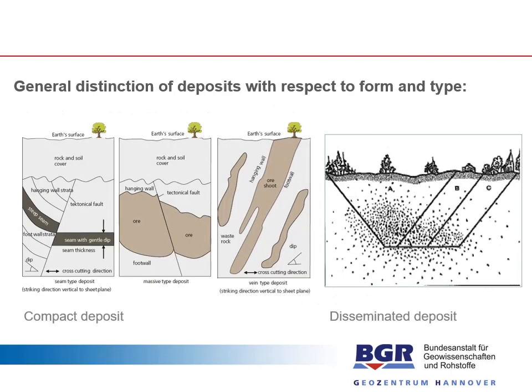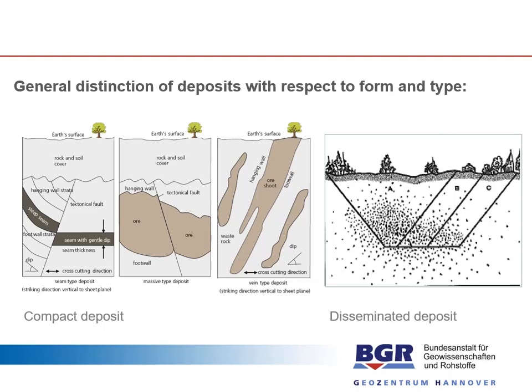Here are some examples for the exploitability of deposits. On the left hand side you see seam type deposits, on the one hand flat lying, so quite suitable for room and pillar mining, and on the other hand an inclined seam, which is more difficult or more cost intensive to mine. In the middle you can see a massive ore type, which is probably exploitable by caving methods with a high tonnage and very low costs.